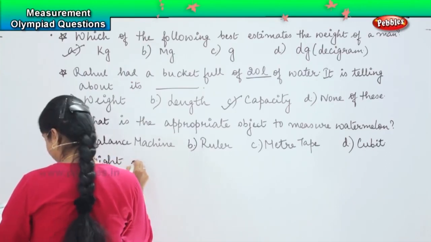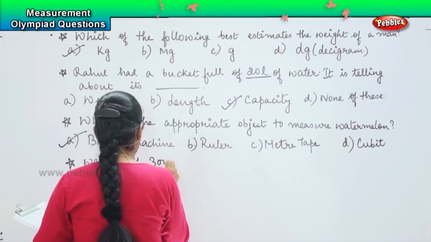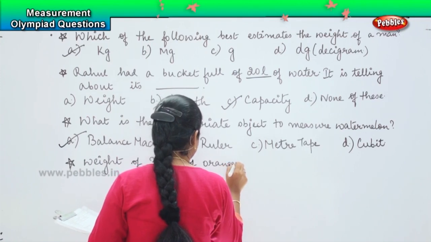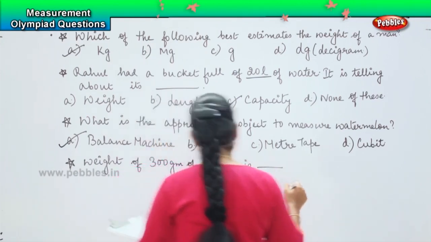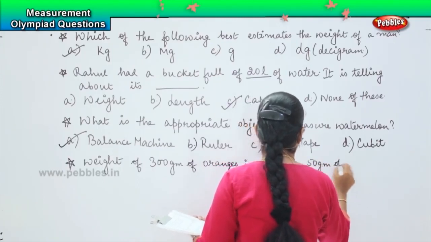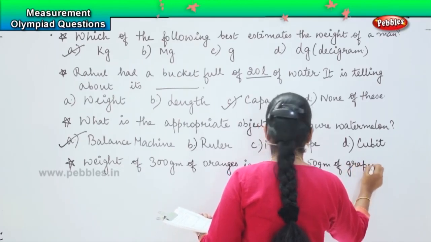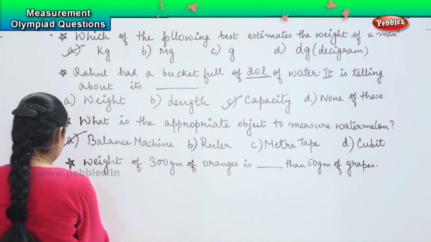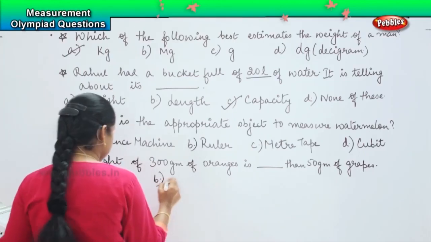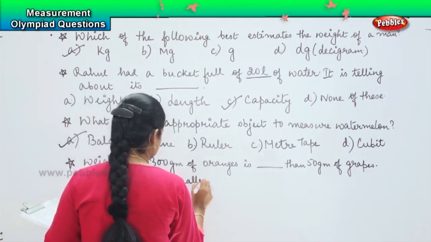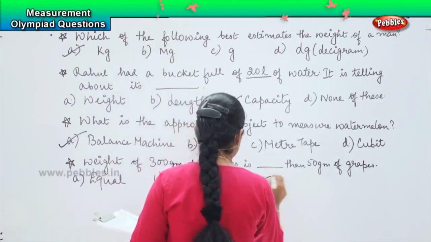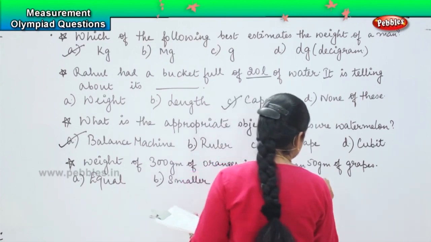Weight of 300 grams of oranges is dash than 50 grams of grapes. Your options are A, equal, B, smaller, C, greater, and D, none of these.